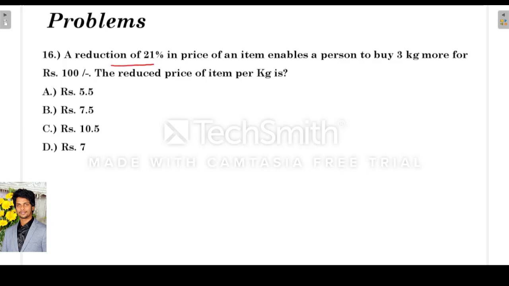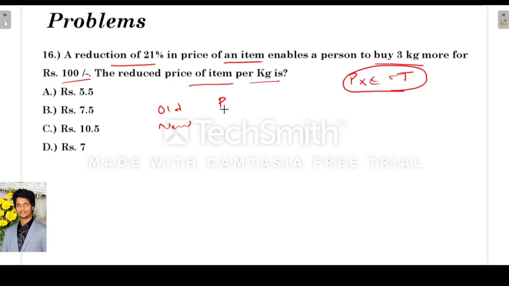Okay, next problem is a reduction of 21% in the price of an item enables a person to buy 3 kgs more for rupees 100. The reduced price of the item per kg is? So we know price per kg into consumption is equal to total price. This is the basic concept here. So let us write old and new here. If the price is P, it is reduced by 21%, means 79 by 100 into P is our new price. And if his initial consumption is C, he buys 3 kgs more, but the amount remains the same, 100.